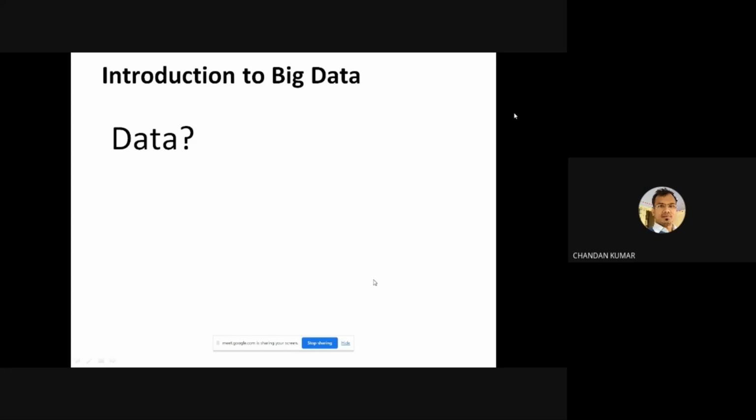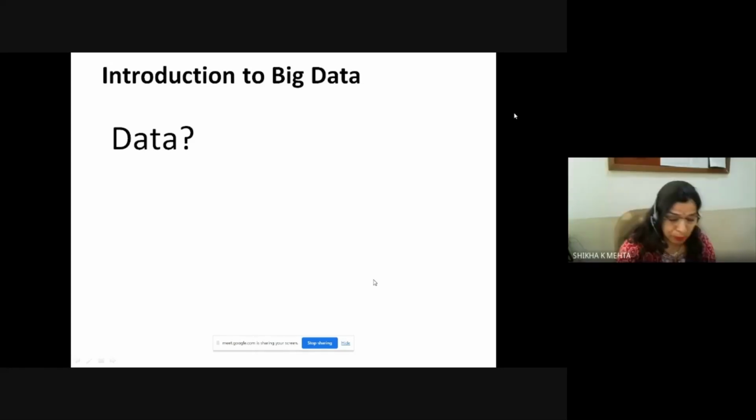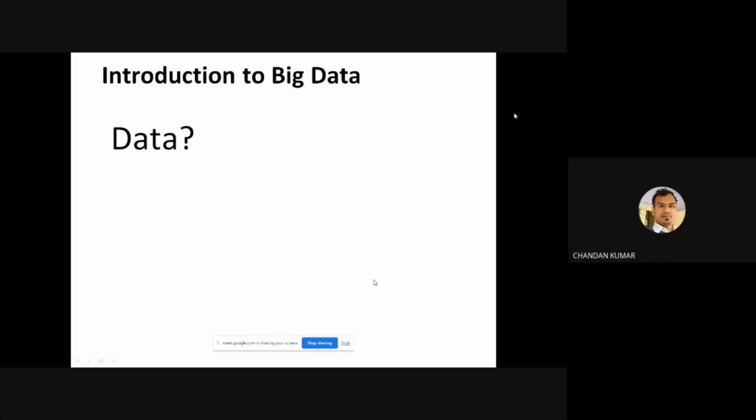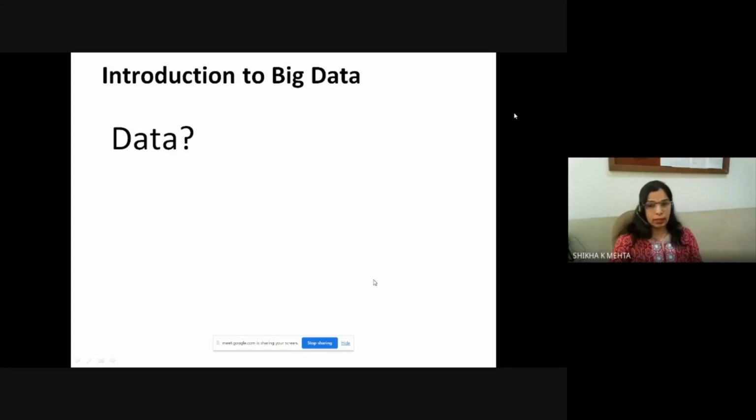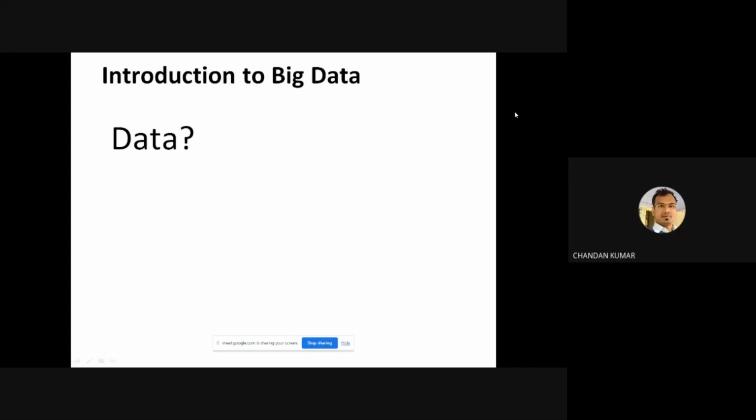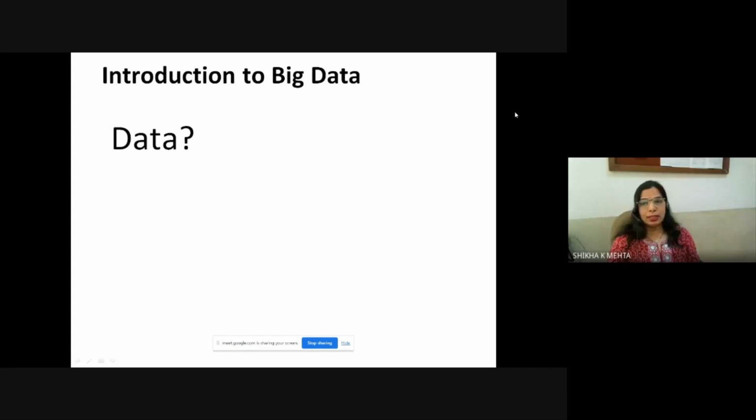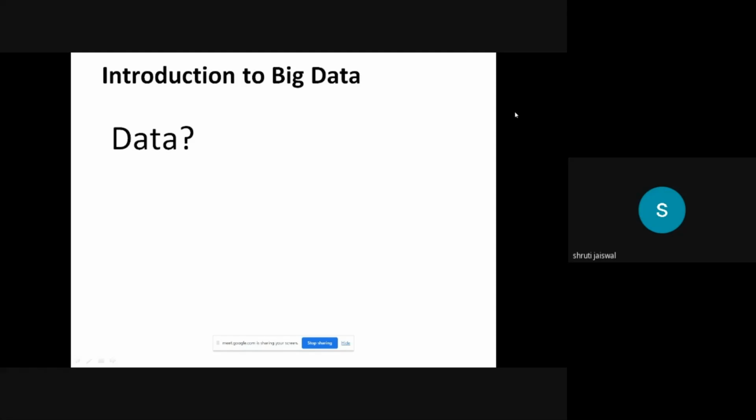Numerical figures or information about some value or things. Can you just repeat? Numerical figures or some values related with the things. The numerical figures and the information. Anybody else? Ma'am, raw facts and figures.